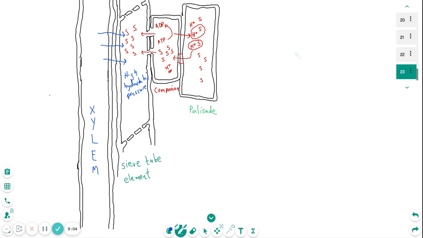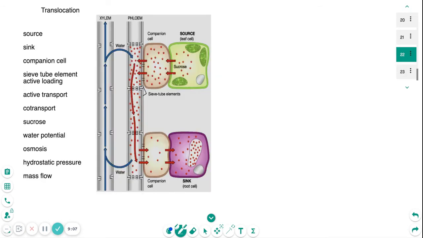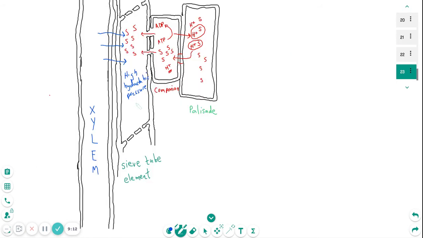So let's focus on, because we looked at this image before, we can see that it's going down. We can assume that the sieve tube elements down here have a low hydrostatic pressure. So the water is going to move from a high to a low hydrostatic pressure. So it starts to move down to the roots. And as it moves down to the roots, we call this mass flow. It's going to bring with it all that sucrose, which is needed by the roots.